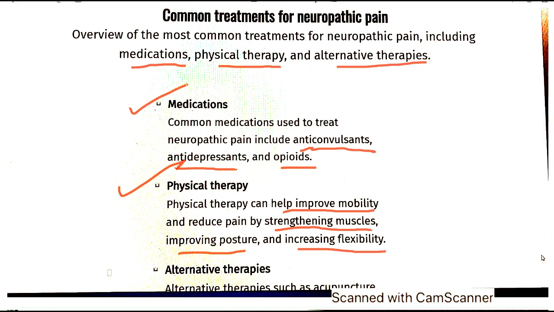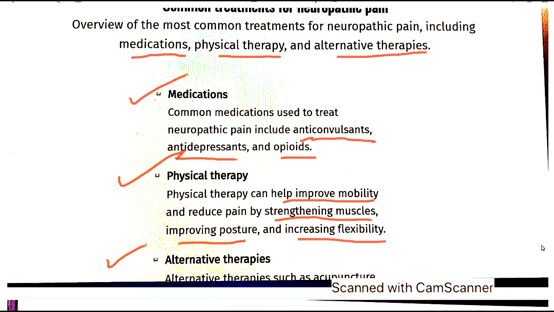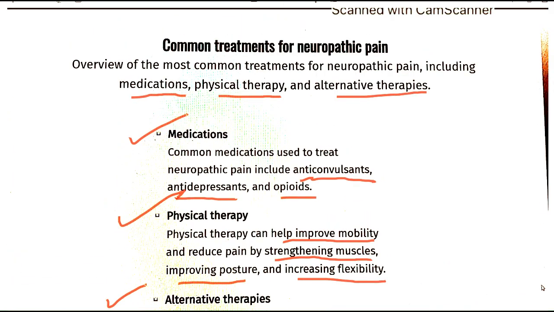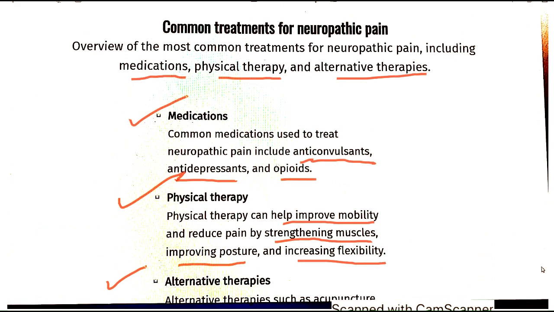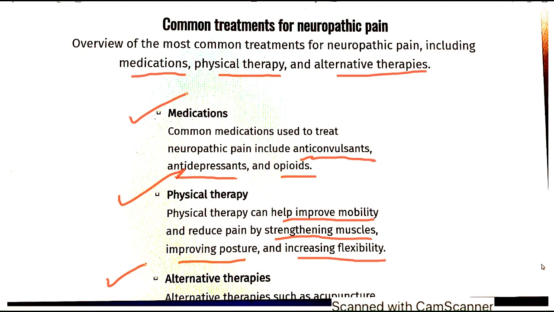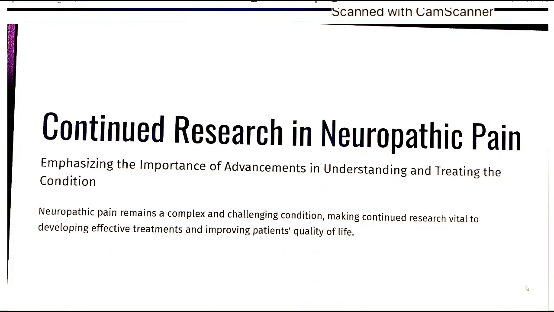So the last part is alternative therapy, such as acupuncture. This therapy is also used in some countries or some areas, but here we are more concentrating on what we recommend as a pharmacist. We are just concentrating on anticonvulsants, antidepressants, and opioids, and physiotherapy is also very important for curing such a disease.